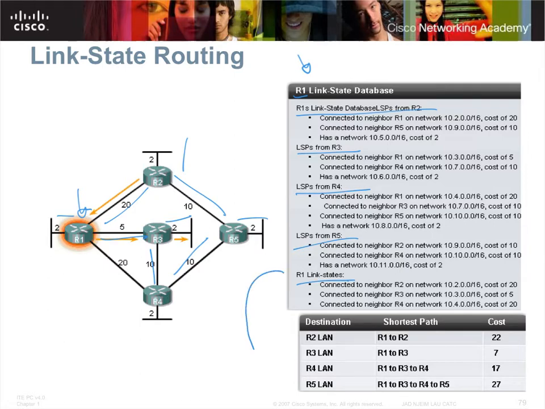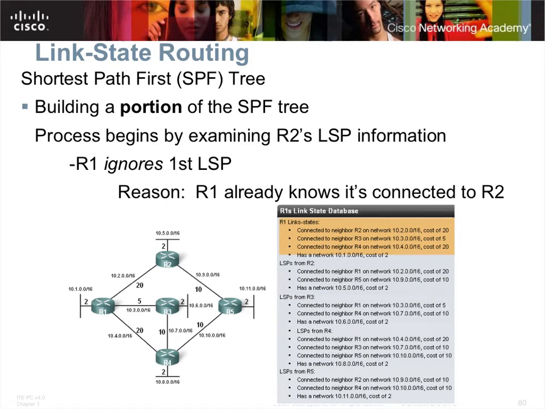So step number five is to run Dijkstra's algorithm to construct the routing table from the link state table, right? So this is the last step. Once we construct this routing table, our job is done. The way that Dijkstra's algorithm works is to construct what we call the shortest path first tree.